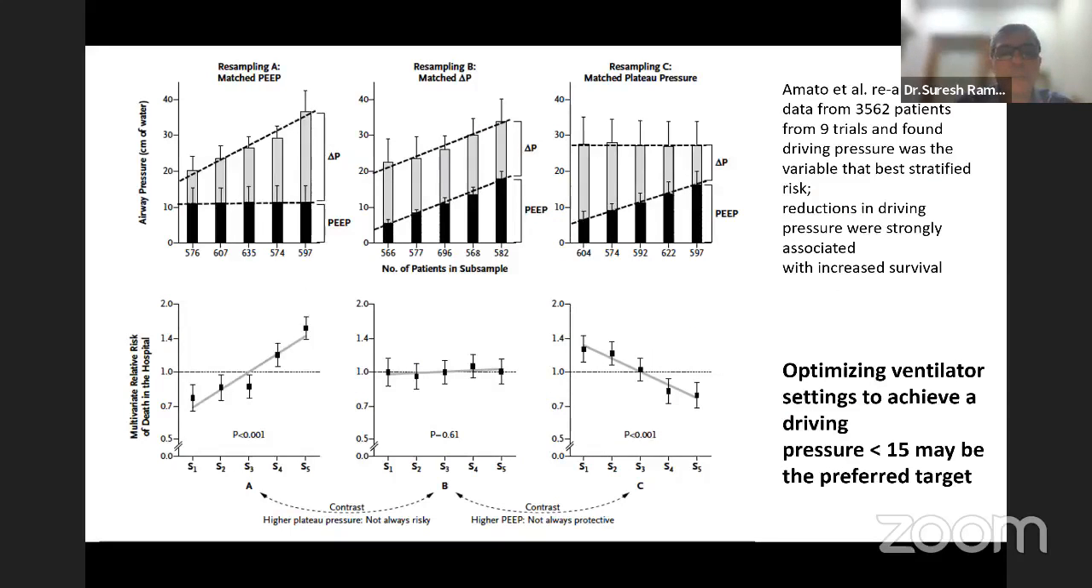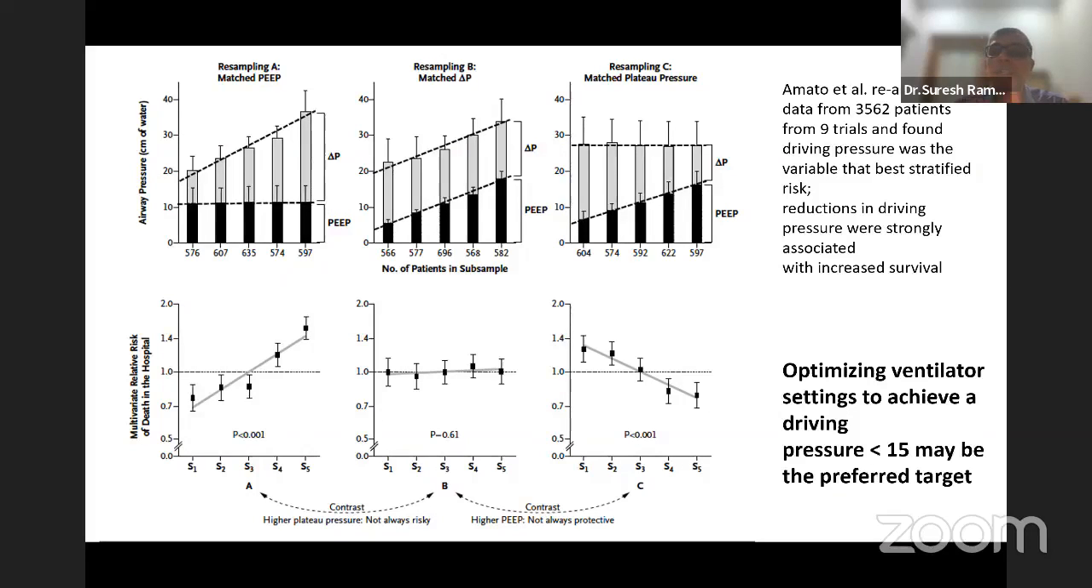that a high plateau pressure is not always risky, and a high PEEP is not always protective. So that means that what mattered was that whenever you increase plateau pressure, or whenever you increase PEEP, or whenever you decrease either of them, as long as the driving pressure remains the same, that is plateau minus PEEP remains the same, you're going to have a good outcome. So optimizing ventilator settings to achieve a driving pressure less than 15 may be the present preferred target.